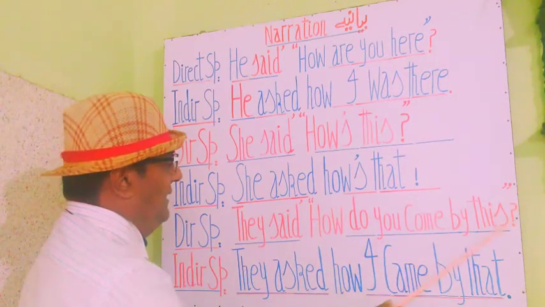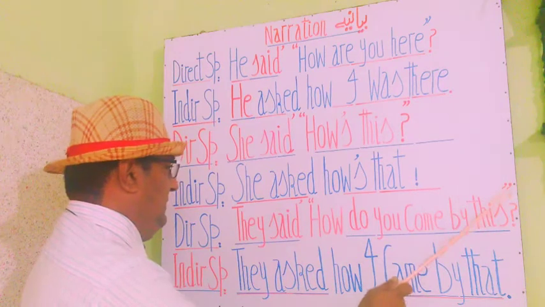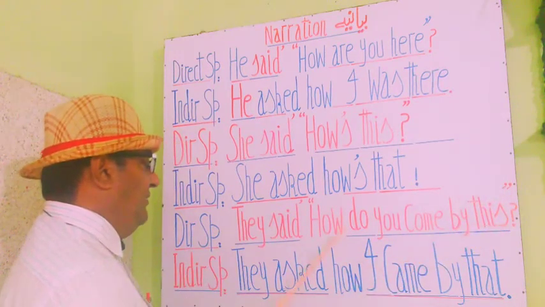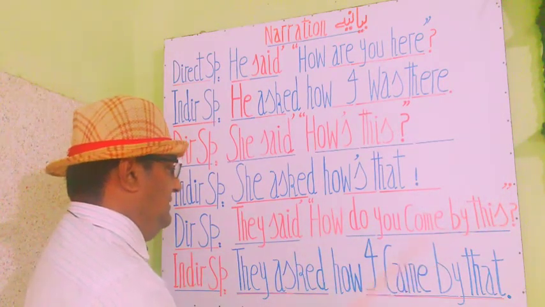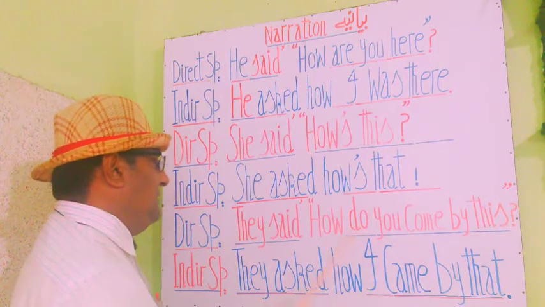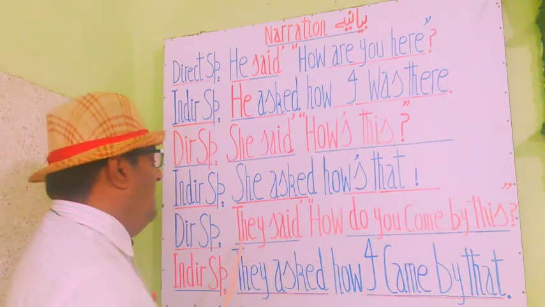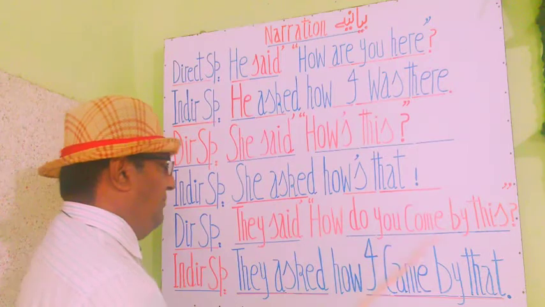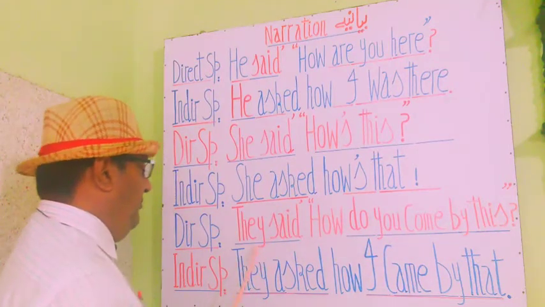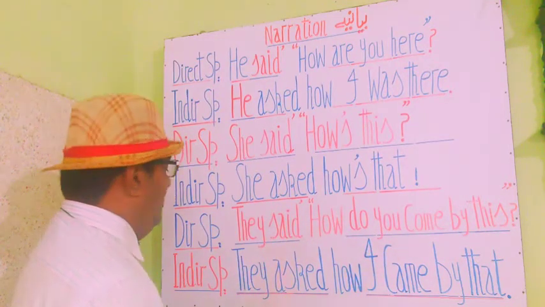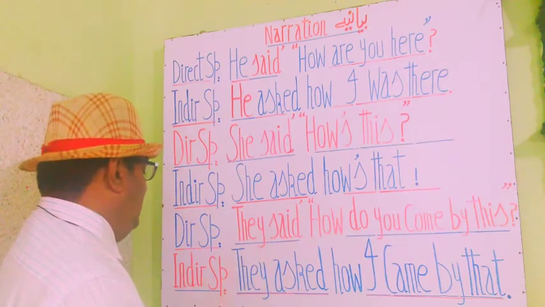How do you come by this? Commas close, interrogative sign. Ye aapke haath kaise laga? They said, unhone pucha, ye aapke haath kaise laga? In a beautiful phrase, in a beautiful statement, indirect speech. Let's see its change in indirect.